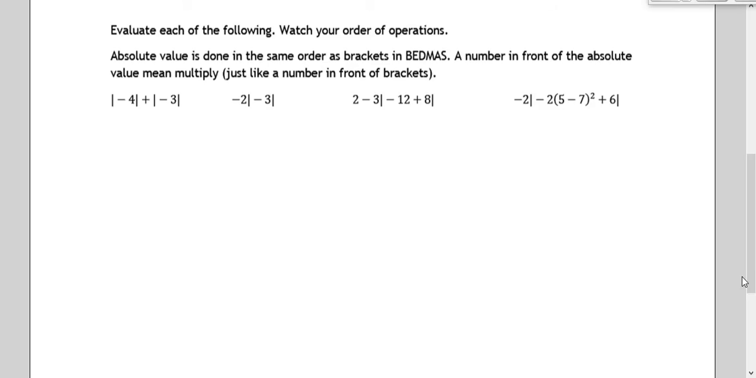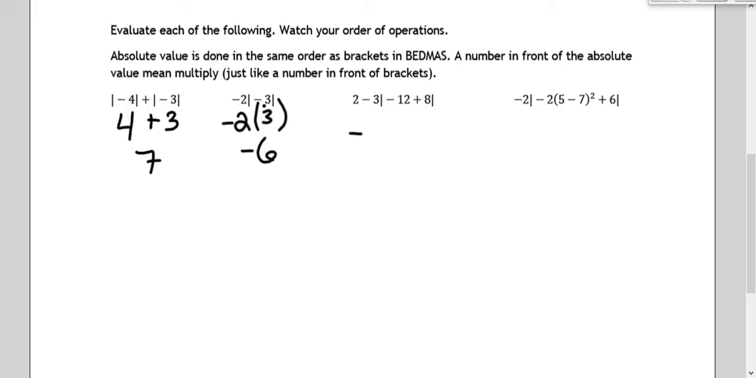So if we look at this, we first evaluate the absolute value of this. So the absolute value of -4 is 4, plus the absolute value of -3 is 3. Therefore, our answer is 7. You have to remember to do the absolute value stuff first. So this is -2. Evaluate the absolute value of -3, which is 3. So our final answer is -6.